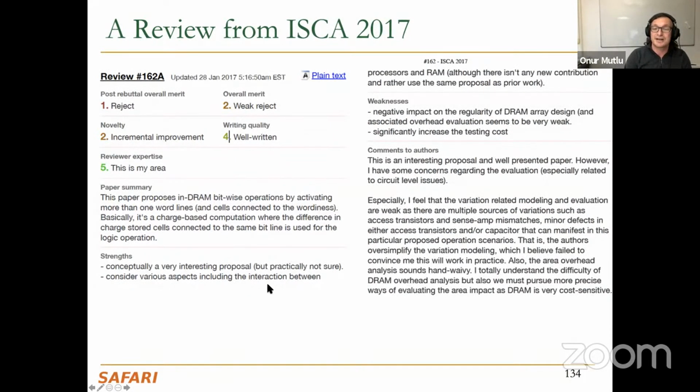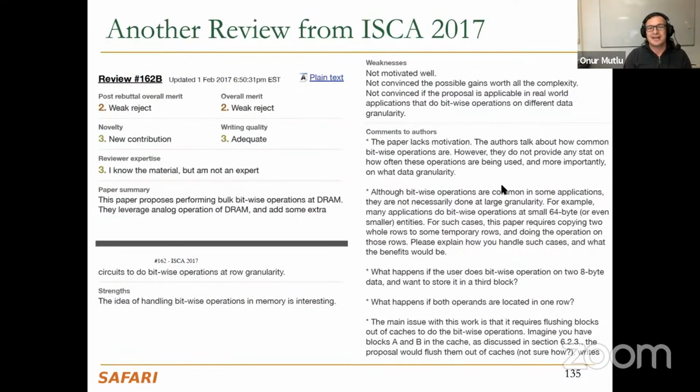Conceptually very interesting, considers various aspects of interaction, and so on. Negative impact on, essentially, again, impact on DRAM design. So you will see this more and more in DRAM ideas, processing in memory ideas. But you know that that's also happening, despite the reviewers. So this reviewer claims that they understand the difficulty of DRAM overhead analysis, but that they get stuck on it, basically. Don't get stuck on evaluation issues. Evaluation can never be perfect, right? And papers have value beyond evaluation, clearly. Okay, this reviewer is also another one, as you can see, not motivated, well, not convinced, and so on.